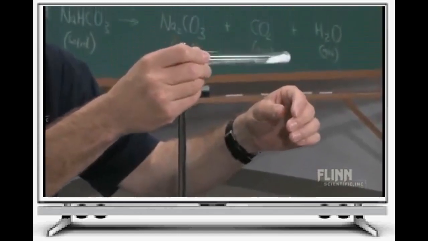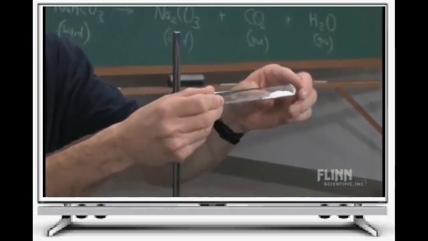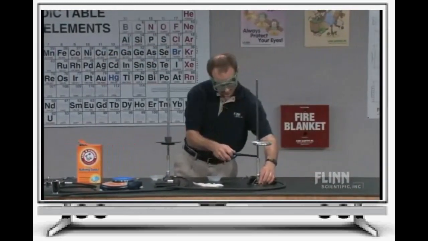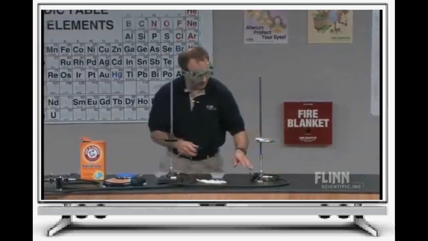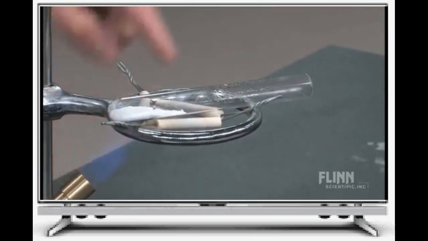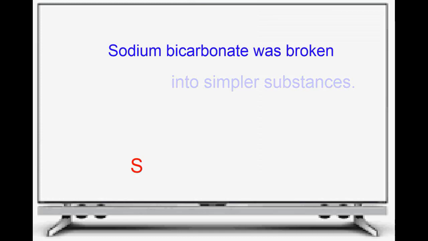What I try to do is spread the baking soda across the bottom several centimeters across, like that. I'll turn on the Bunsen burners. And what we can already see here is the formation of water. You see the water droplets appearing near the mouth of the test tube. The sodium bicarbonate was broken down into simpler substances such as water. Therefore, sodium bicarbonate is a compound.